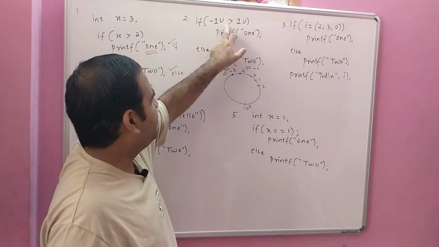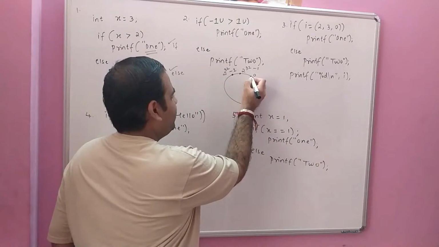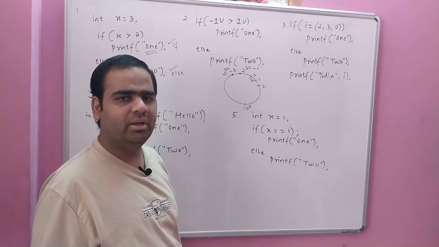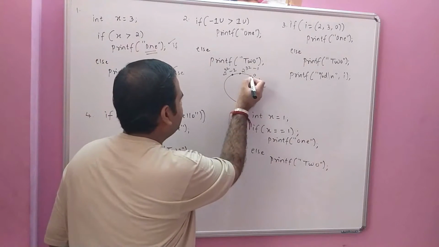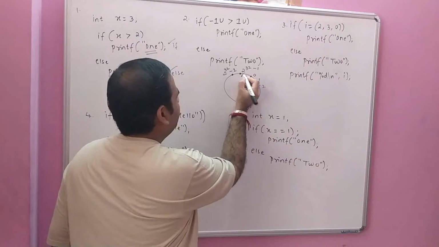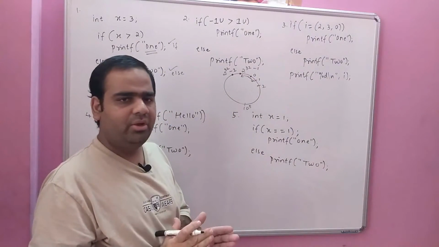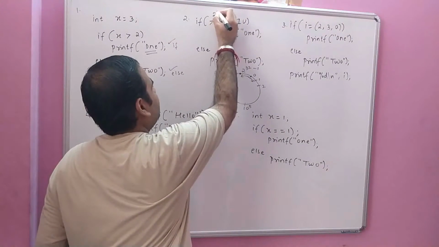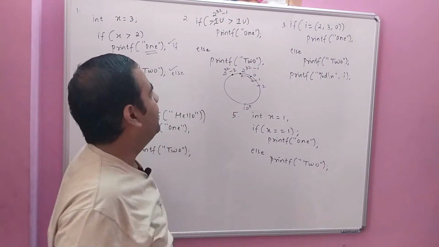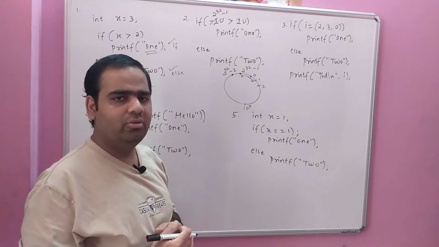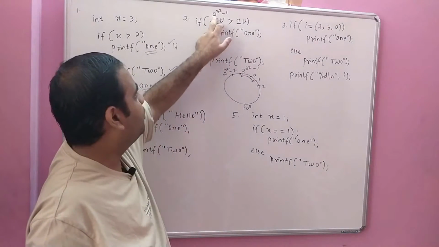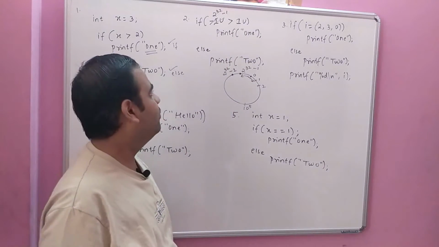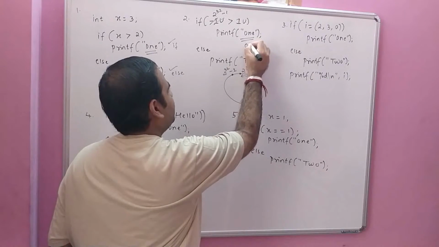Now minus 1u. If it is a positive direction, we go clockwise and if it is a negative direction, we go anti-clockwise. Therefore, an unsigned integer cannot be negative, and the compiler takes -1 as 2 to the power 32 minus 1. And 1u is a positive number, 1 unsigned integer, and 2 to the power 32 minus 1 is always greater than 1. Therefore, the output which we see over here is 1.